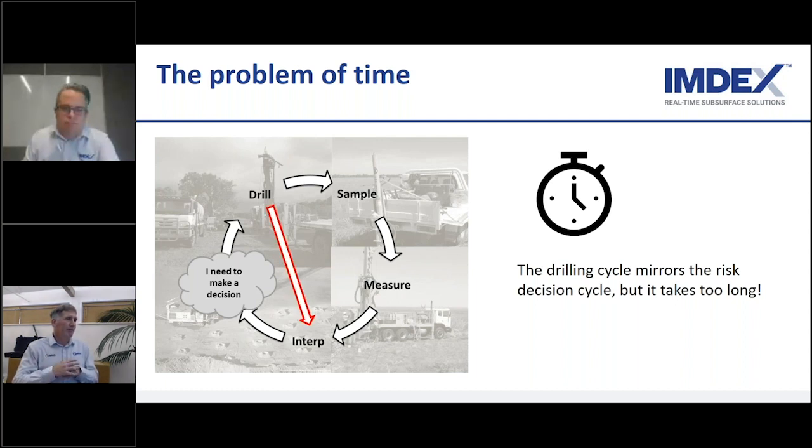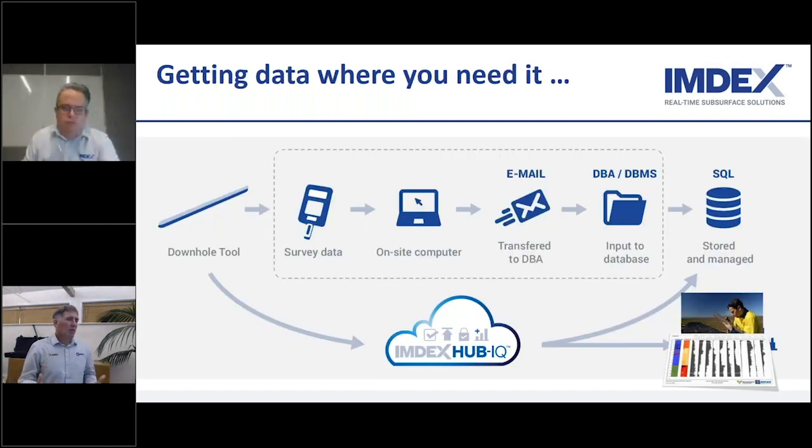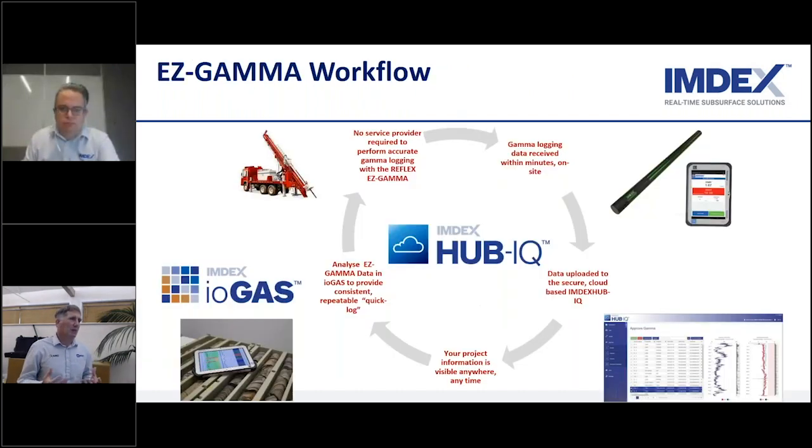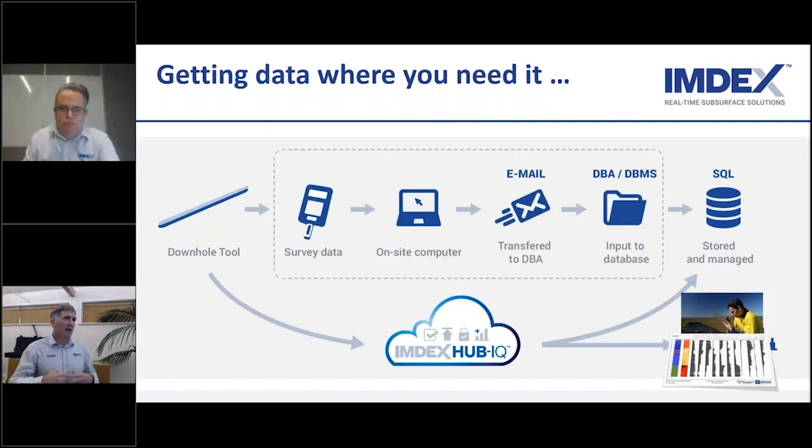And the next one. One of the critical parts of solving that problem is to get data where you need it, in the form that you need it in. So one of the things that we've been doing at IMDEX is developing our IMDEX Hub system, which is about transferring data in a seamless way, to provide it in the form of information to the geologist.